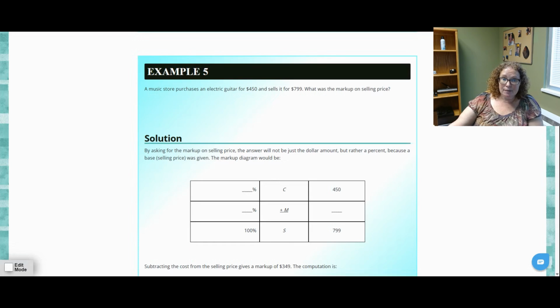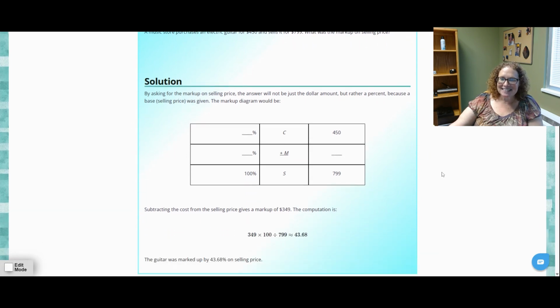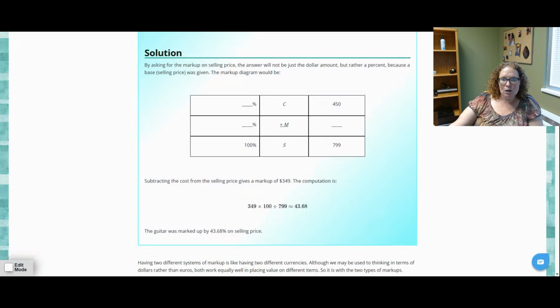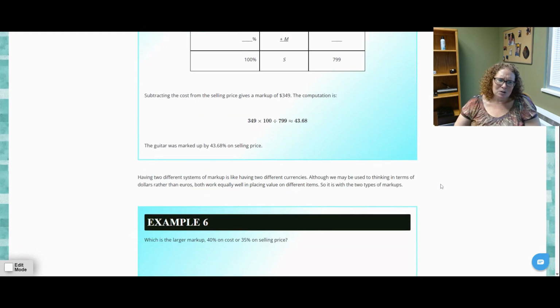So example 5, a music store purchases an electric guitar for $450 and sells it for $799. What was the markup on the selling price? Okay, so the base 100% is in the selling price. We have the figures for $450 and $799, and we find out that the guitar was marked up by 43.68%. Again, we can find the markup dollar amount. We don't have to in this solution, but we can if you want to fill that out. It gives you practice.